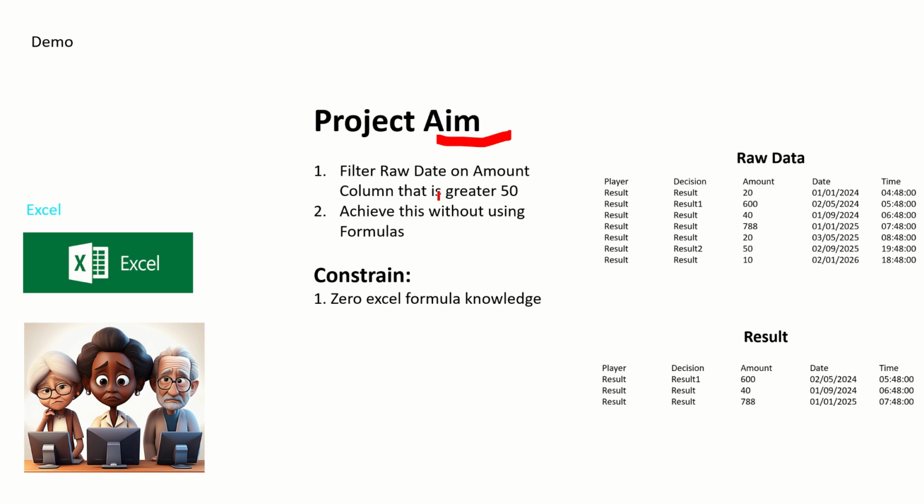This is the project aim. What are they trying to do? They would like to filter the raw data. Where is the raw data? This is a sample of their raw data. And what they're looking for is to filter the amount column for values greater than 50. Where is the amount column? This is the amount column here. They would like to filter this column in Excel. They just want the amounts that are greater than 50.